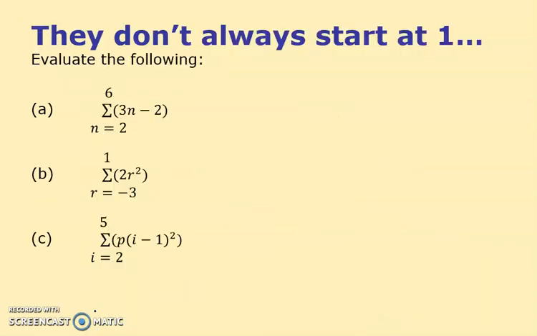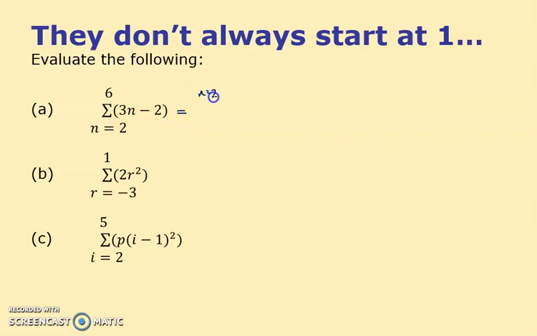So what else is there? This is highlighting the fact they don't all start at 1. We saw that just now in that example. So this one here says find the sum of the 3n minus 2 from n equals 2 to 6. So let's just do this. N equals 2 to 6. So the first term will have 2 going into it.